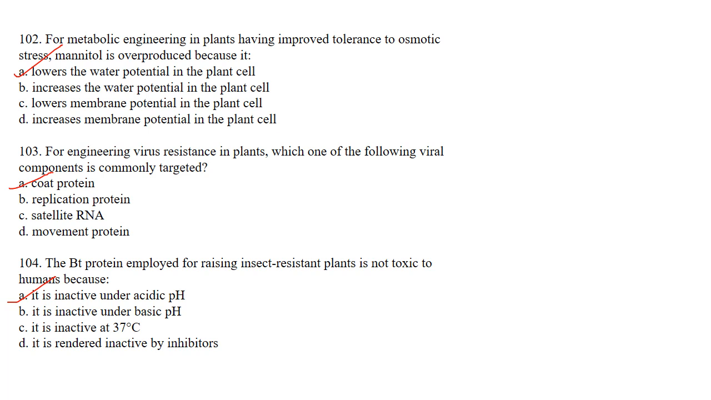Now for engineering virus resistance in plants, which one of the following viral components is commonly targeted? It is the coat protein. Answer is option A. The next one, the Bt protein employed for raising insect resistant plants is not toxic to humans because it is inactive under acidic pH, as our stomach digests the protein, and due to this the toxin is not toxic to humans, whereas the insect gut is around pH 10. So the answer here is it is inactive under acidic pH.